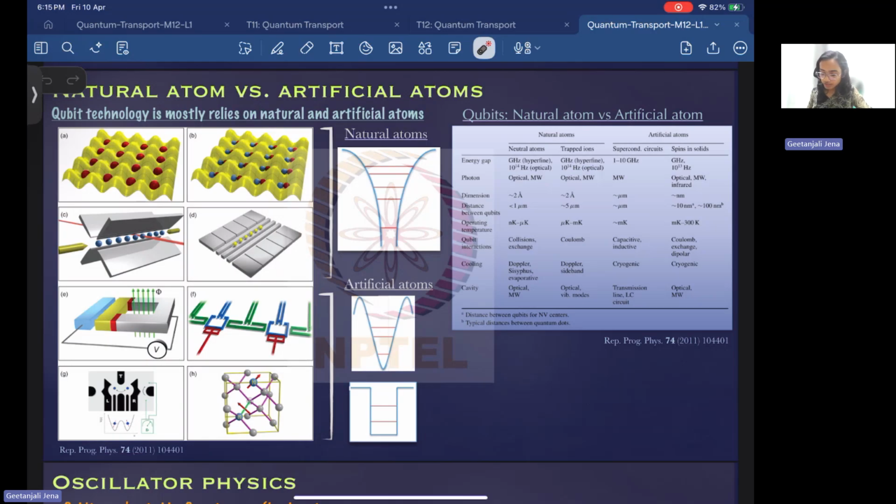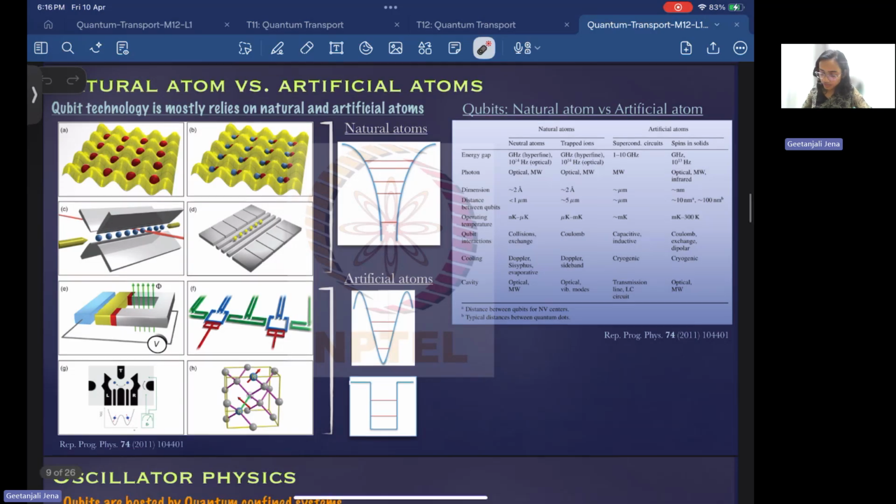So if you look at the potential of this natural atom, these are nothing but they show a parabolic confinement. You can see it here. And as we move towards higher energy, the energy difference decreases for this natural atom or trapped ions.